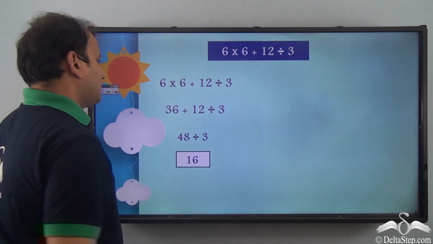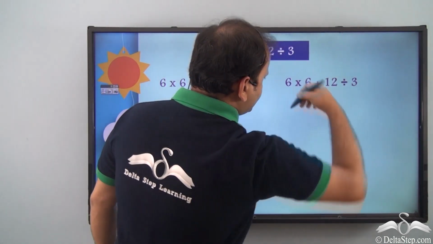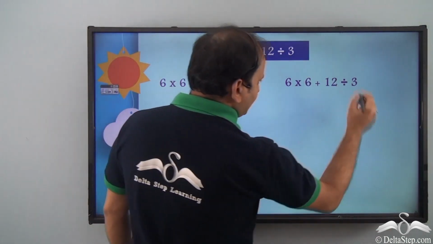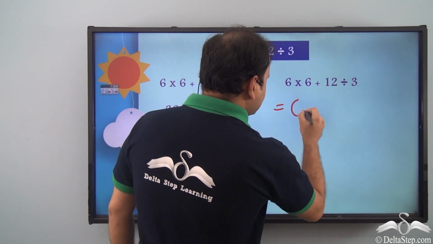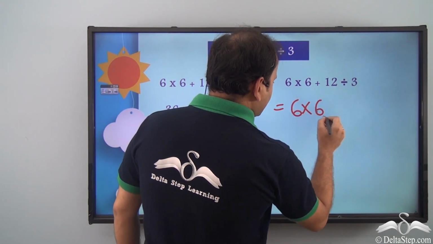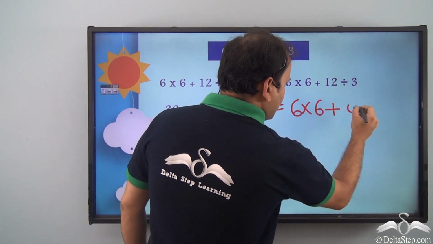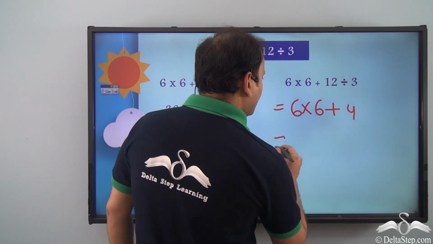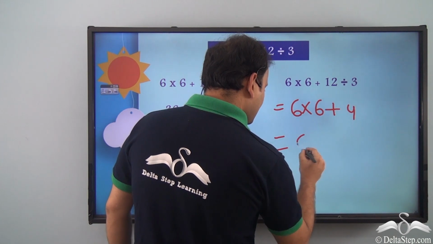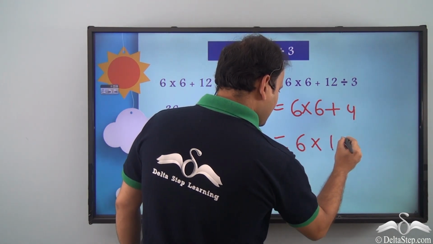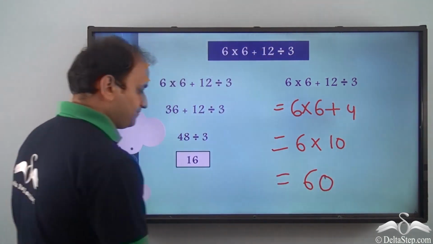Now, what if we solve it from right to left? Then what do we get first? 12 divided by 3. So, this can be written as 6 into 6 plus 12 divided by 3, which is 4. Now, 6 plus 4 is 10. So, 6 into 10, we get 60.